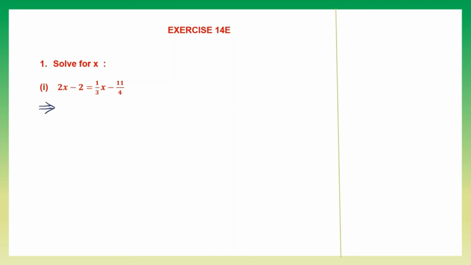So we have 2x already here. Now I'm going to transpose this 1 by 3x to the left hand side. It becomes minus 1 by 3x. On the right hand side, I already have minus 11 by 4. And I'm going to transpose minus 2 to the right hand side. It's going to become plus 2. So now first, let's work out what is on the left hand side. So let's do that. 2x minus 1 by 3x.